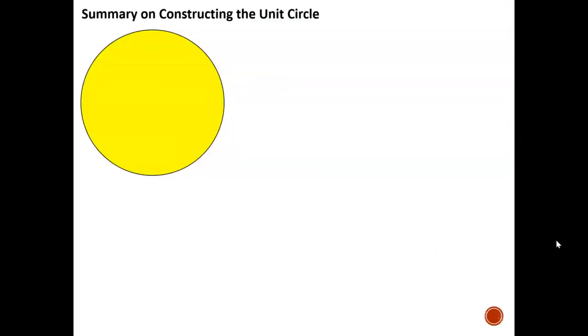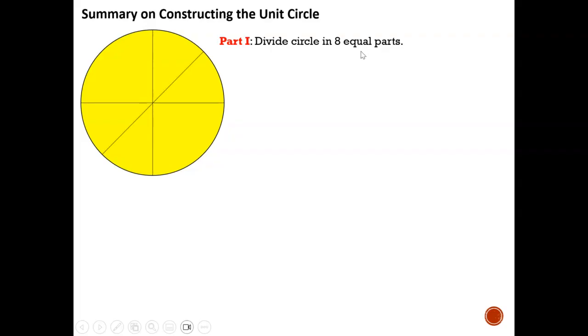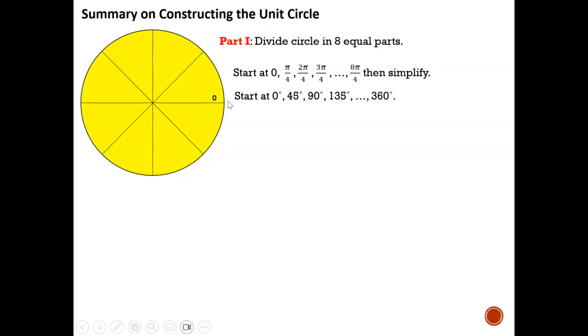Now, let's summarize constructing the unit circle. Remember, guys, in part 1, we divide the circle into 8 equal parts. And then we go counterclockwise. We start with 0, and we keep adding pi over 4, 2 pi over 4, 3 pi over 4, until we get to 8 pi over 4, which should be where the 2 pi is. And then we simplify. The second part, again, now comes the degrees. We start with 0, and we keep adding 45 degrees until we come to 360.